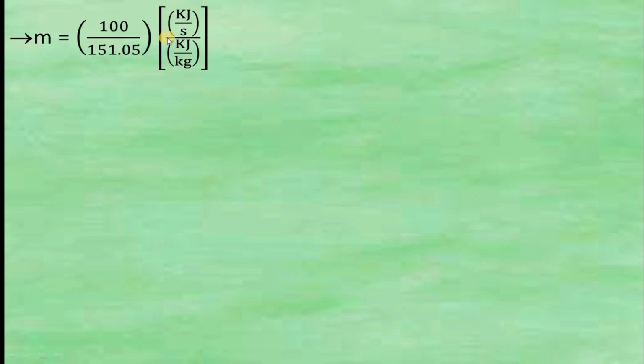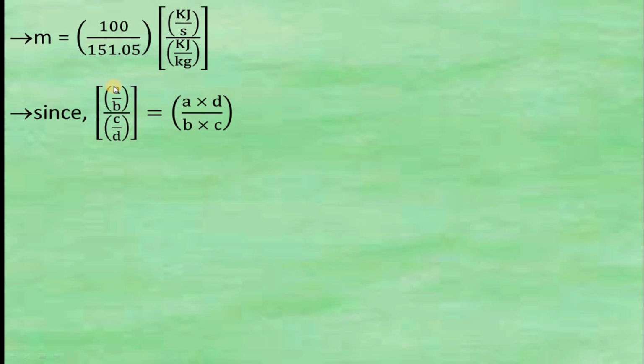And for dividing kilojoule per second whole divided by kilojoule per kg, I am going to apply an algebraic formula, and the formula is A by B whole divided by C by D is A into D whole divided by B into C. So similarly, kilojoule per second whole divided by kilojoule per kg will be kilojoule into kg whole divided by kilojoule into second. So the next step will be M is equal to 0.66 into kilojoule into kg whole divided by kilojoule into second. So here kilojoule into kg whole divided by kilojoule into second is kg per second, because kilojoule gets cancelled.